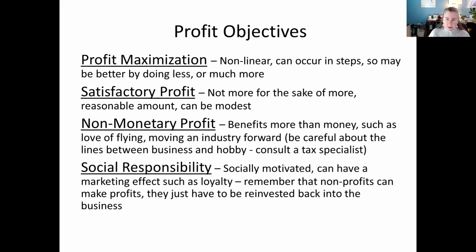And social responsibility. It's socially motivated. It can have a marketing effect. But remember that nonprofits can make profits. They just have to reinvest all the money back into the business or save it for future use by the business. So again, we've talked about how social responsibility, by investing some money, can improve your marketing, may even be able to save you money down the line if you do some green things like put solar in.